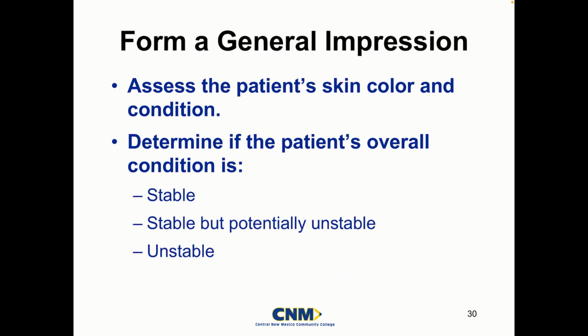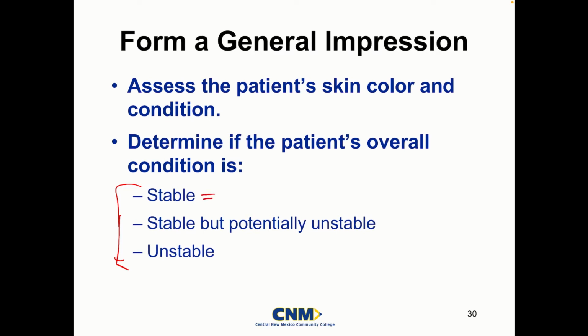When assessing in your general impression, this is again stuff you can do from across the room. What's the patient's skin color and condition? Part of that you might get when you first shake their hand or take a pulse as well. And then from the basic information we get in our primary assessment, we want to determine, are they stable or unstable, or are they stable but potentially unstable?